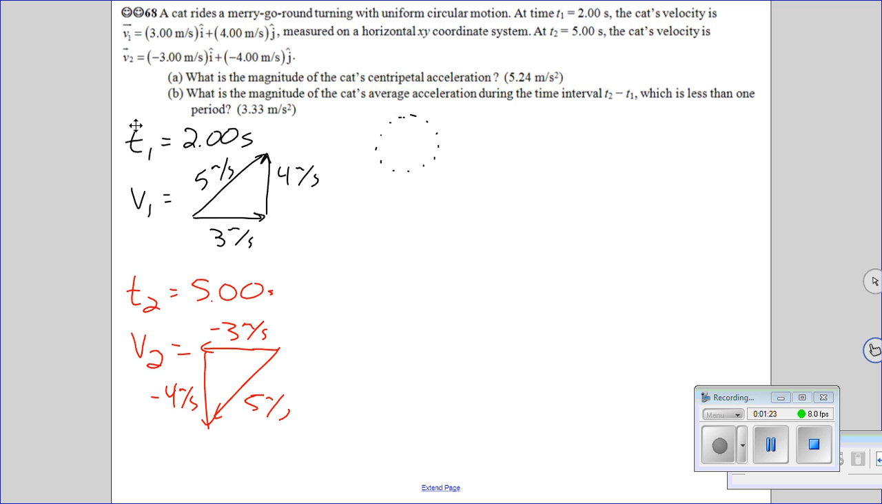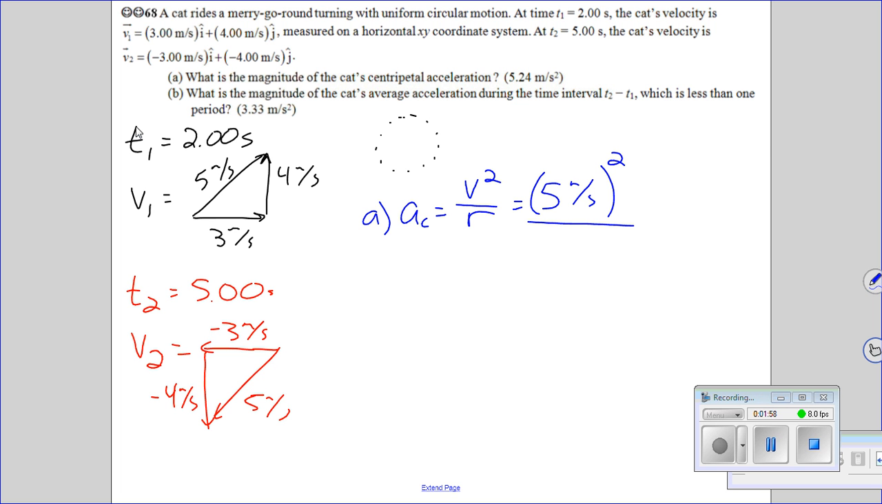All right. Part A says to find the cat's centripetal acceleration. So what do we got to do here? To find the acceleration, that's going to be v squared over r. I know my speed is going to be 5, right? Because that's just the hypotenuse of these two triangles. But we've got to find our radius, okay? So to do that, we got to think a little bit.